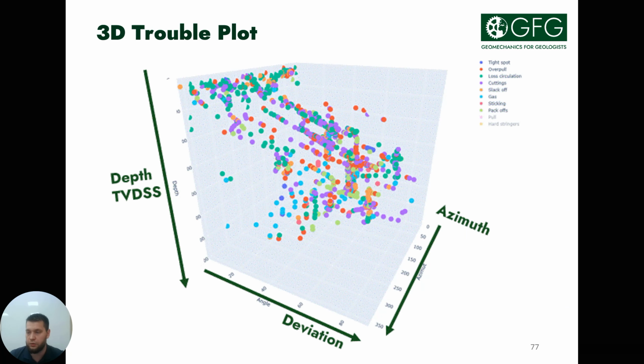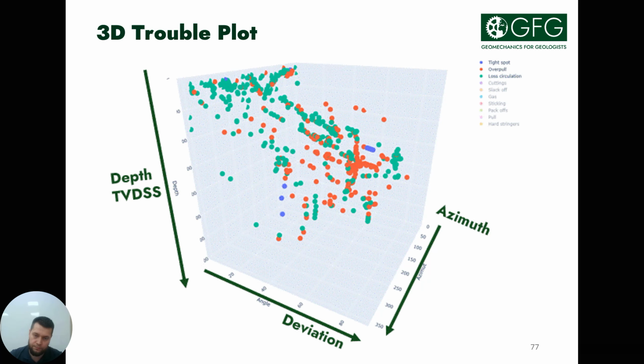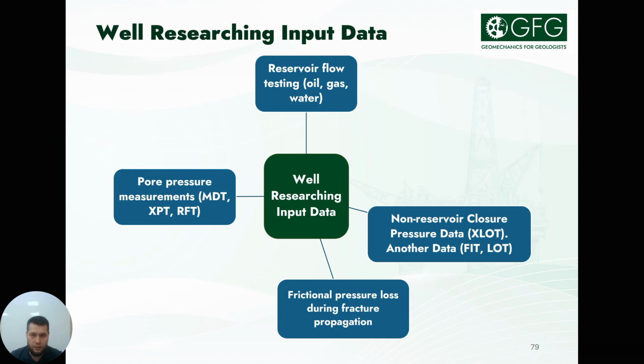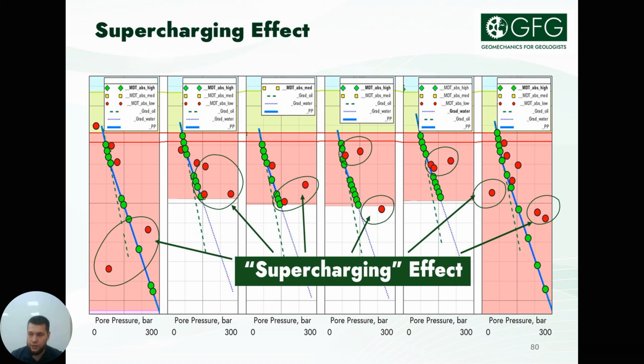It's also possible to build a 3D trouble plot in the depths, deviation and azimuth axes. The next topic is well testing analysis data. This topic includes reservoir flow testing, non-reservoir closure pressure data and other data, frictional pressure loss during fracture propagation and pore pressure measurement. And the pore pressure analysis is an important step in the evaluation of initial data in geomechanics.